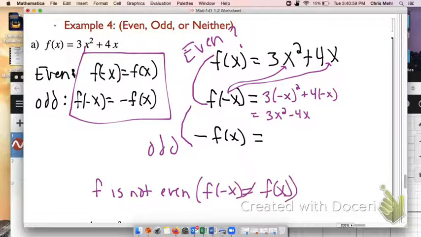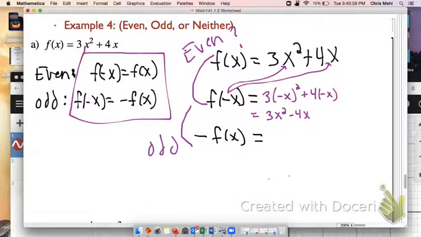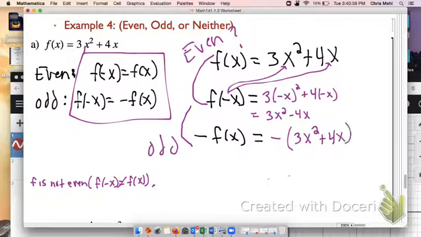Okay, now I'm going to take a look at odd. Okay, and actually, let me make some more room and write this a little smaller on the bottom. f is not even. Right? f of minus x was not f of x. Okay, now come over here and I'll calculate minus f of x. That's just the negative of the original function. The negative can be distributed. I get minus 3x squared minus 4x.